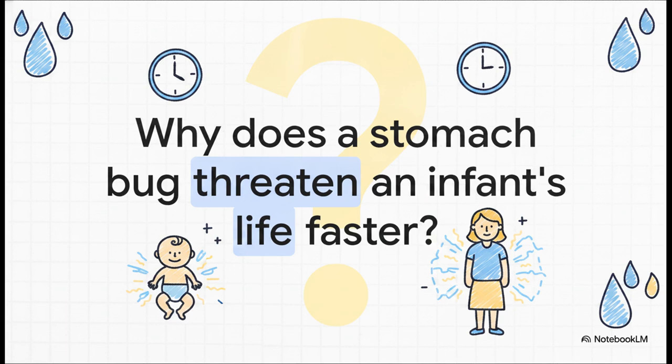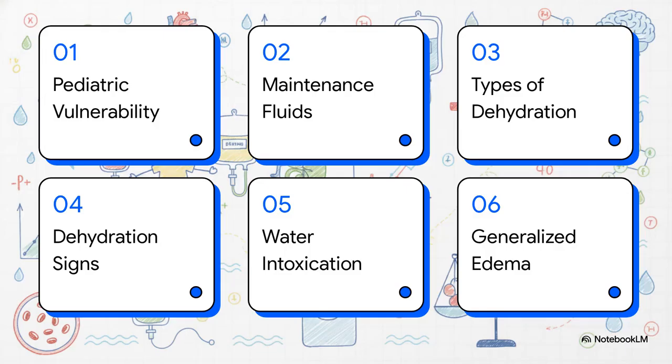Think about this real-world clinical scenario for a second. Why does a simple stomach bug, something that might just inconvenience an adult for a day, threaten an infant's life so much faster? I mean, in adults, a bit of vomiting or diarrhea is a nuisance, but in an infant, it's literally a ticking clock. The stakes here are life or death, and to understand exactly why, we really have to look closely at their unique physiology. So here is our roadmap for today.